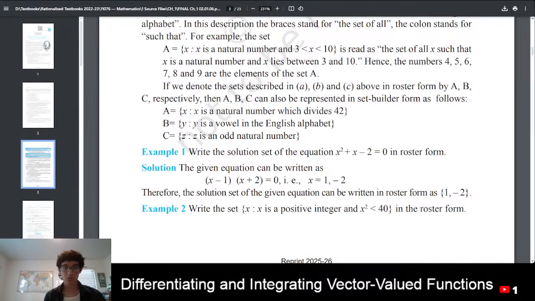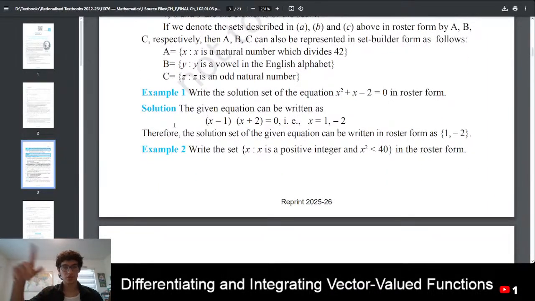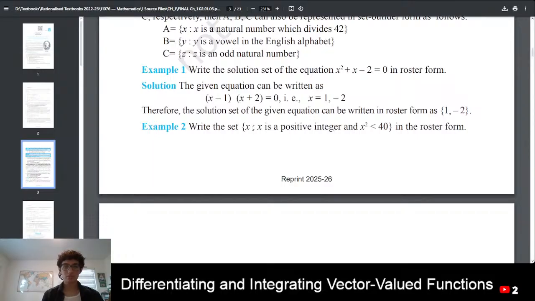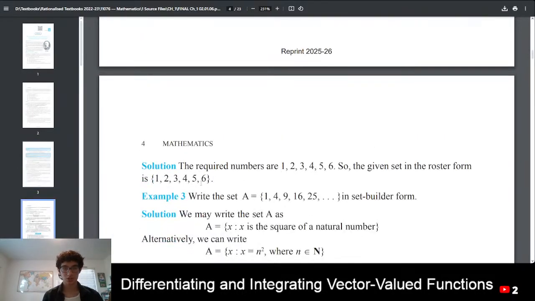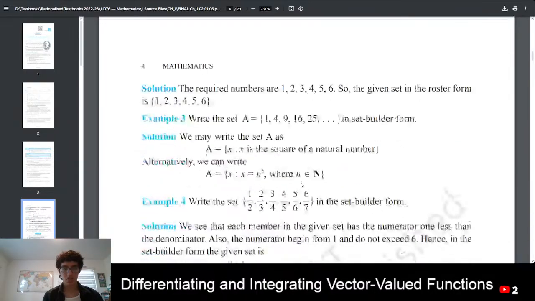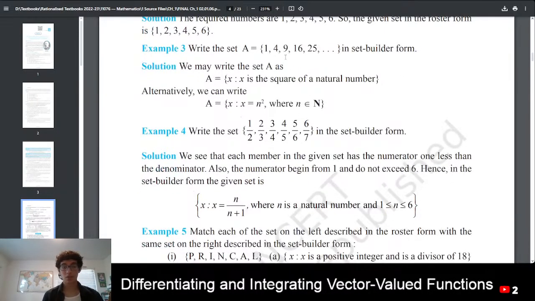So this is one example, Y set, the set of Y such that Y is a vowel in the English alphabet, and so on, right? These are just different ways of converting between the two. So if you wanted to write this in roster form, you'd find the roots first. You can factor this as x minus 1 times x plus 2. So you're going to have x equals 1 and negative 2, and then you put them in roster form. You just list them out. What about this one? So you'd have 1, 2, 3, 4, 5, and 6. So you just put that into the set over here, right? Easy enough.